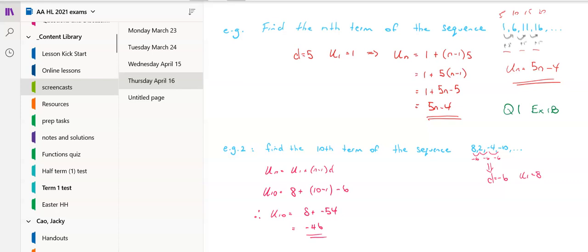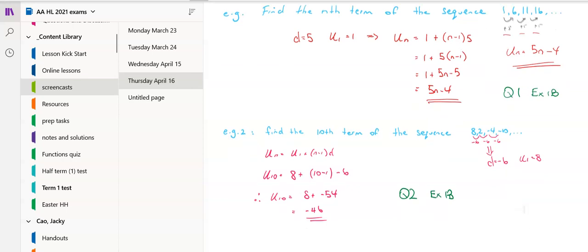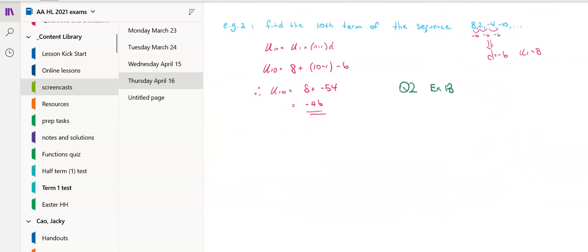Questions such as that, you can now practice with question 2 of exercise 1B. That's got 4 parts. You don't have to do all 4, maybe you do 2. You can do all 4 if you like, but keep coming back to this screencast and we'll do another example or 2.